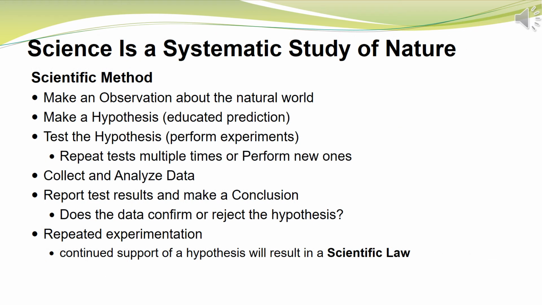Science is a systematic study of nature. In order to make scientific discoveries and breakthroughs, we use the scientific method, which consists of 6 steps. The first step is that we must make an observation about the natural world, and we use these observations to create a hypothesis, which is an educated prediction of what we saw.